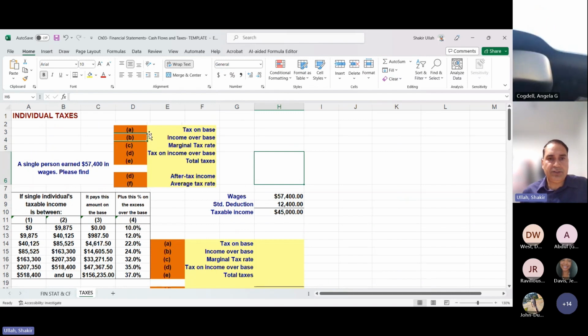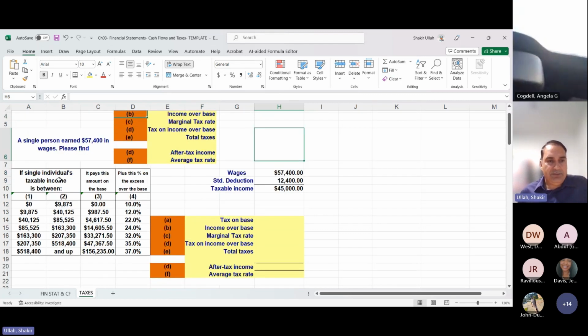And what are the questions that we're going to answer? The first thing is, number A, the tax on base. So I'm going to talk about that. Number B, income over the base. Number C, marginal tax rate. D, tax on income over the base. And then we'll find the total taxes. We also find the after-tax income, and we find the average tax rate of this individual. Okay, so we're going to discuss every one of these topics, and I'll show you what that means. But for now, let's focus on this table.